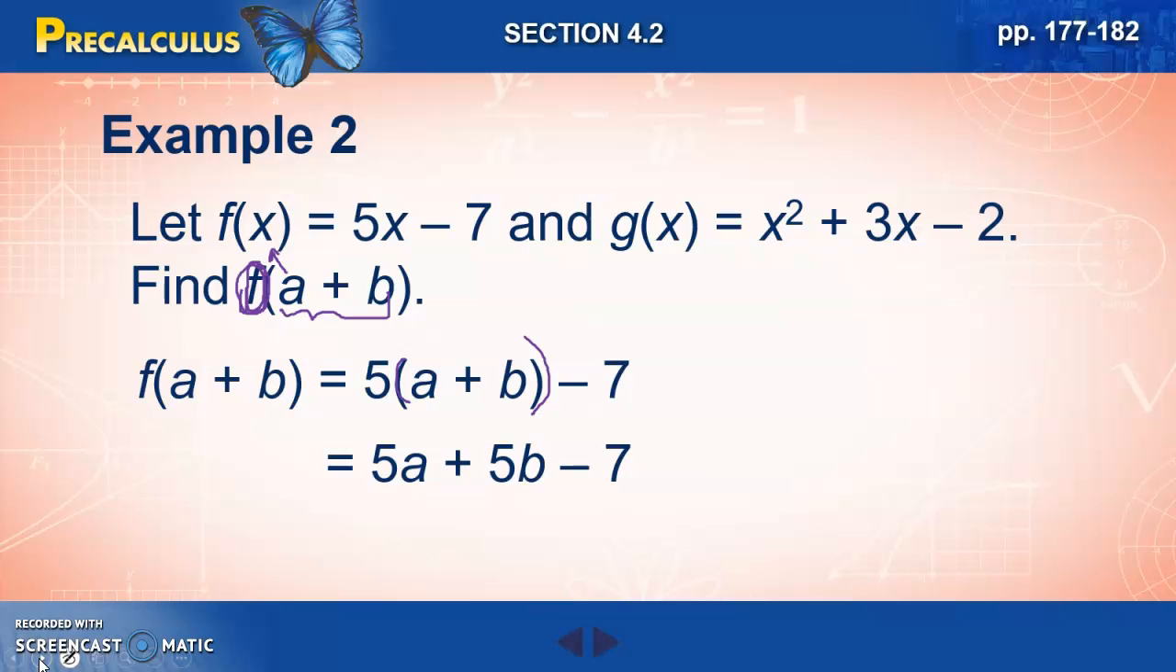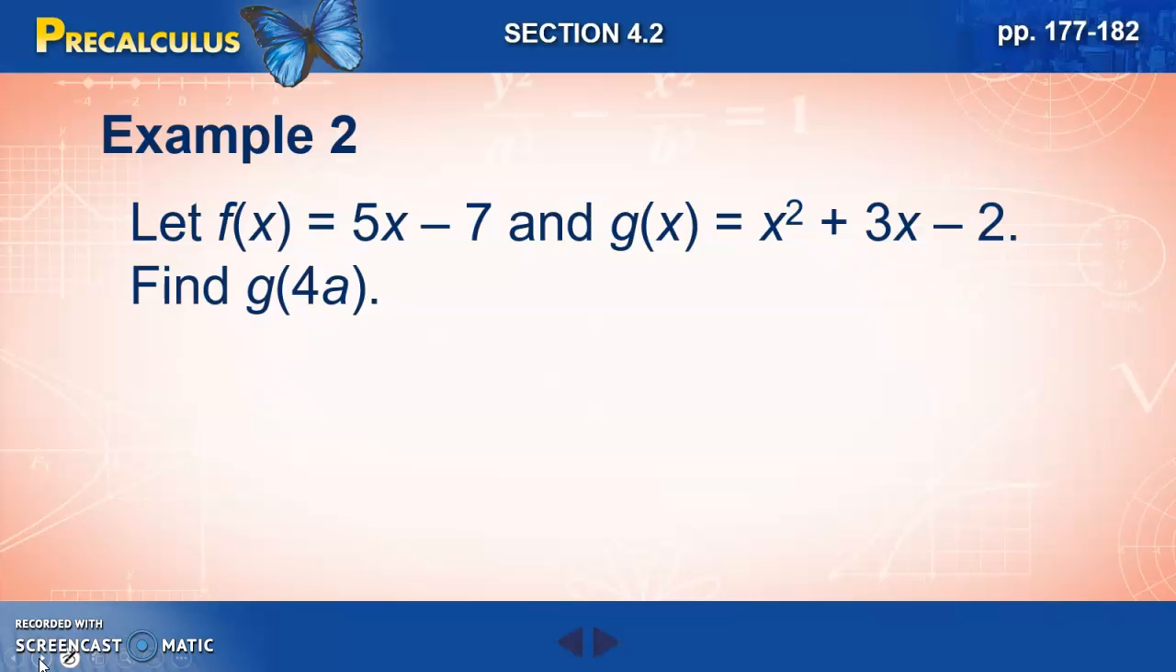We'll distribute to simplify that, and we get 5a plus 5b minus 7. All right, what about this one? Let's find g of 4a. Again, we're not adding or subtracting any functions. We're just dealing with the g function, and we're subbing in 4a.